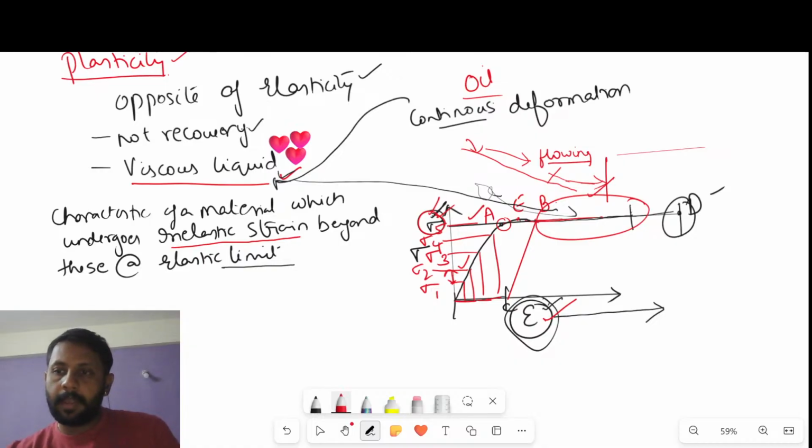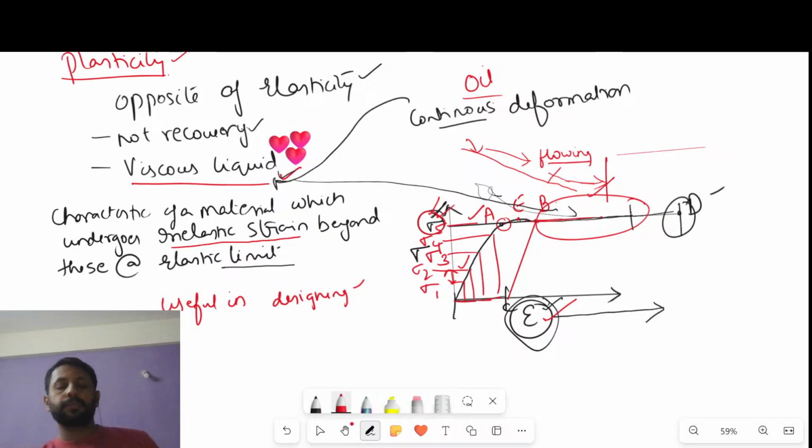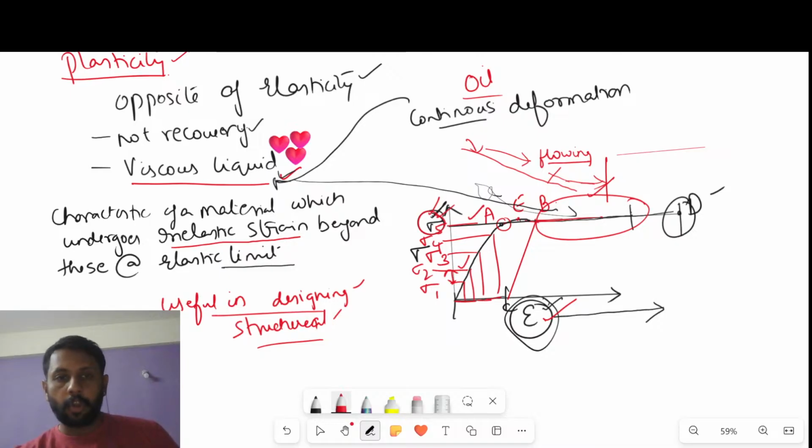Yes, sir. Okay. So plasticity is also useful. This property is also useful in designing structural members. I will tell you when the design topic comes how this plasticity property is used. Okay. Shall we go to the next property called ductility? Have you all understood? Yes, sir.